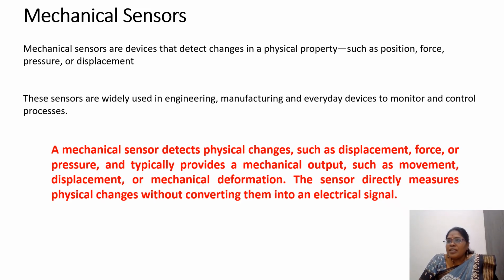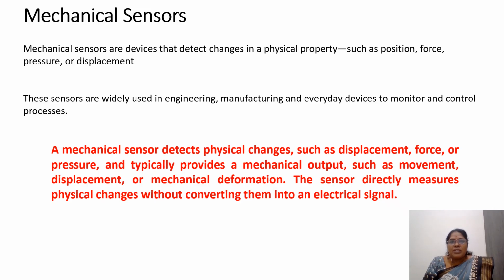These sensors are widely used in manufacturing, in day-to-day life, and also in devices to monitor and control in industry applications. Hence I can define a mechanical sensor: it detects some physical changes such as displacement, force, or pressure, and provides some mechanical output. The mechanical output it can produce may be a displacement, or a mechanical deformation.